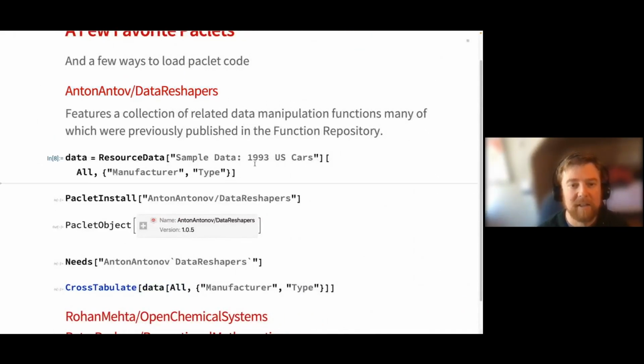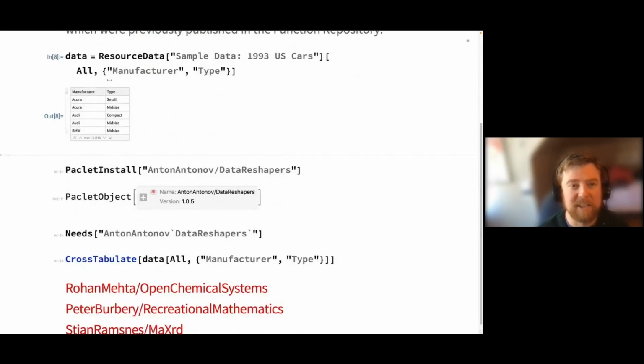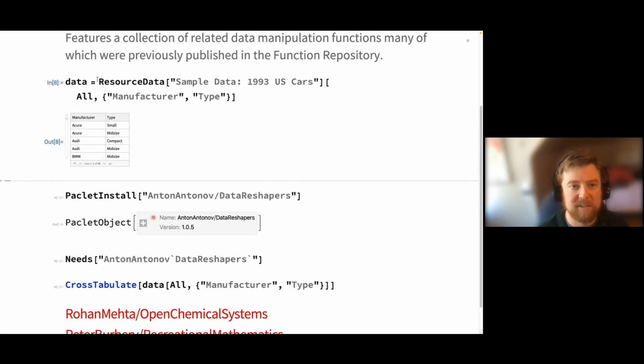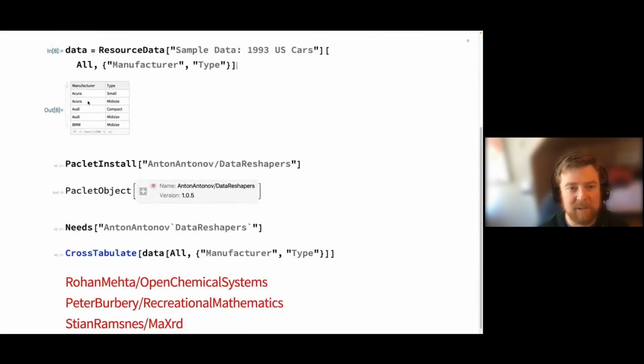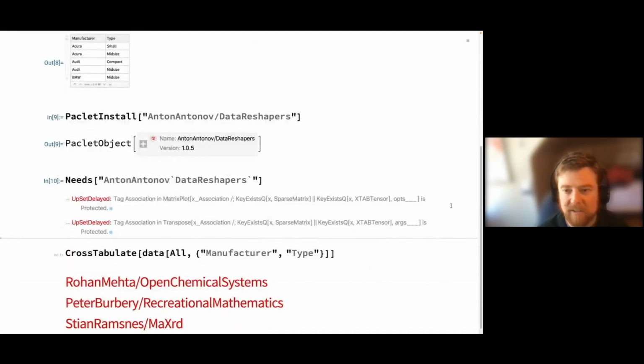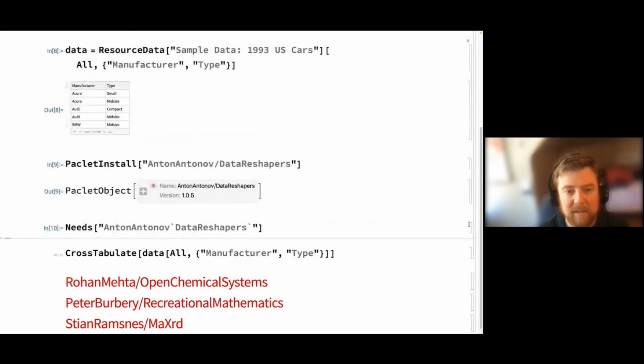I've already copied some things out. So here's a dataset from the data repository. It's not part of this Paclet. This is just in the standard data repository. You see it's just two columns about different cars that are made. So now I'm going to install the DataReshapers Paclet. I'm going to load the code with Needs. Looks like there's some bug maybe in that Paclet, but I think we can ignore that one.